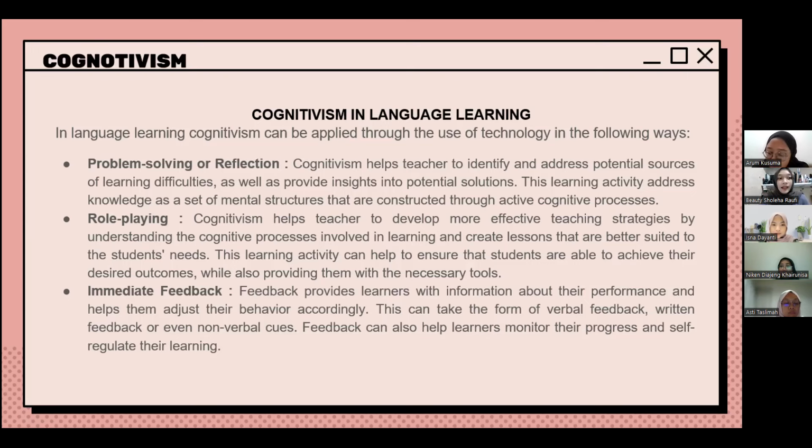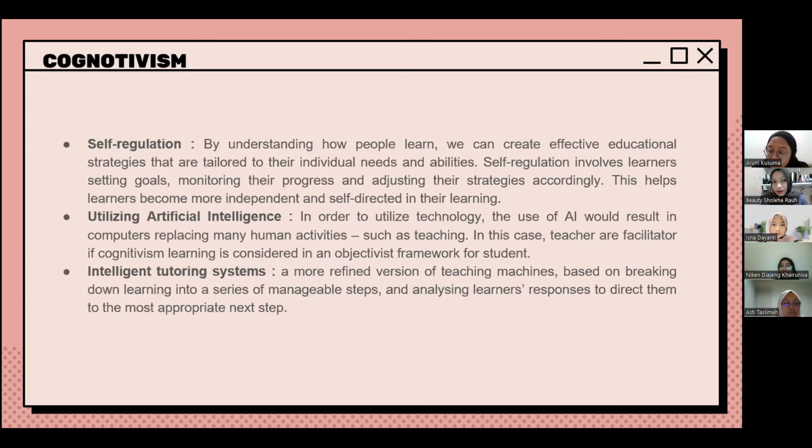The next is about self-regulation. By understanding how people learn, we, as teachers, can create effective educational strategies that are tailored to their individual needs and abilities. Self-regulation involves learners setting goals, monitoring their progress, and adjusting their strategies accordingly. This helps learners become more independent and self-directed in their learning.